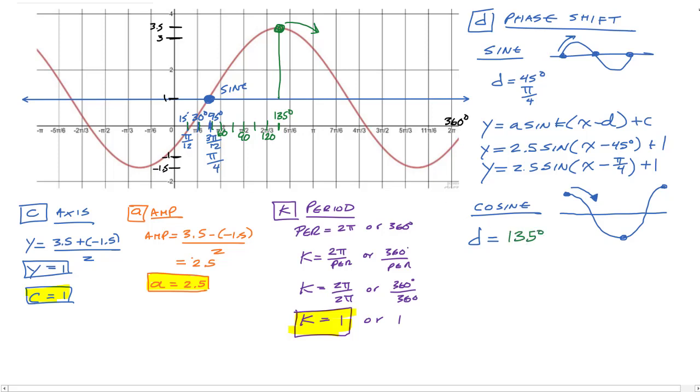Or in radians, let's count by pi over 12s, right? 1, 2, 3, 4, 5, 6, 7, 8, 9 pi over 12. Well, we can reduce that to 3 pi over 4. All right, so there you go.